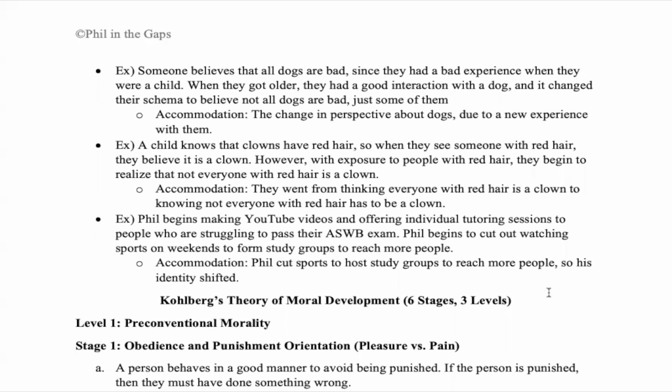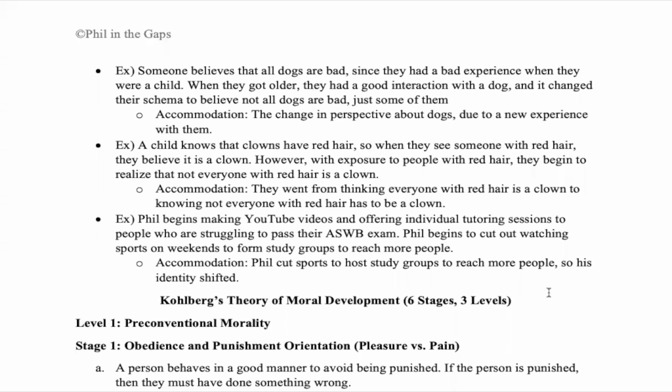Another example, a child knows that clowns have red hair. So when they see someone with red hair, they believe it is a clown. However, with exposure to people with red hair, they begin to realize that not everyone with red hair is a clown. And if you think of a child, they don't have that separation. They'll say whatever they think. So if you have red hair and they've seen somebody that was a clown that had red hair, they may be like, man, that's a clown over there. Look at the clown. And then you're looking like, man, this child is calling me a clown. The parent may apologize and say, man, he means no harm. He doesn't know any better.